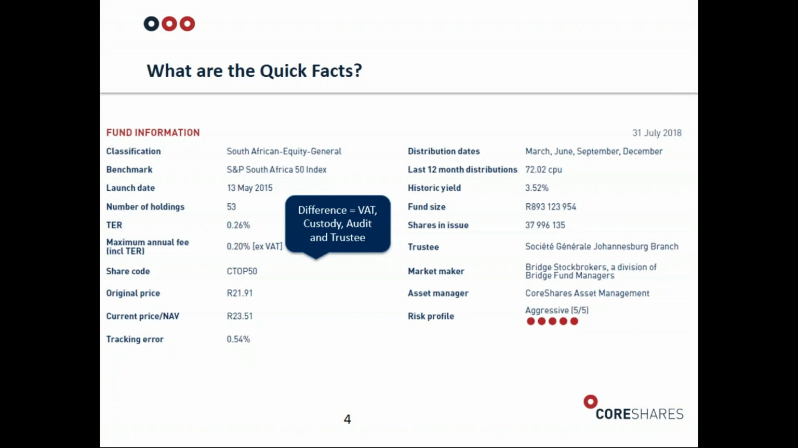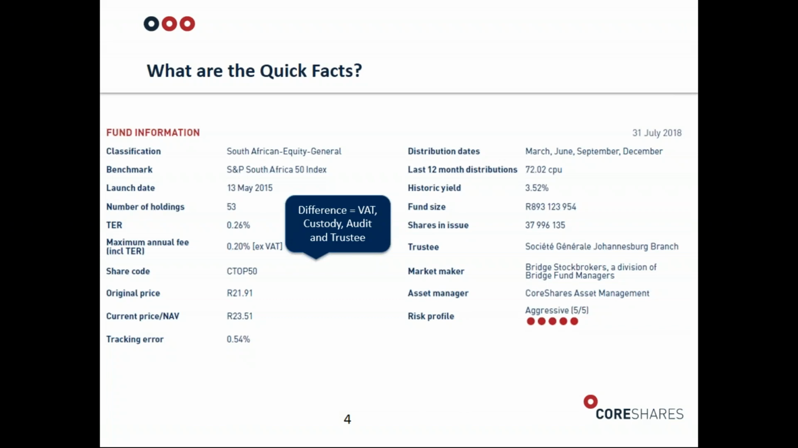But why does the TER get to 0.26 when the management fees are only 0.2? The first reason is VAT. So 15% of 0.2 is about 3 basis points. So that immediately takes you to 0.23. And then the difference between 0.23 and 0.26 is the custody fees.